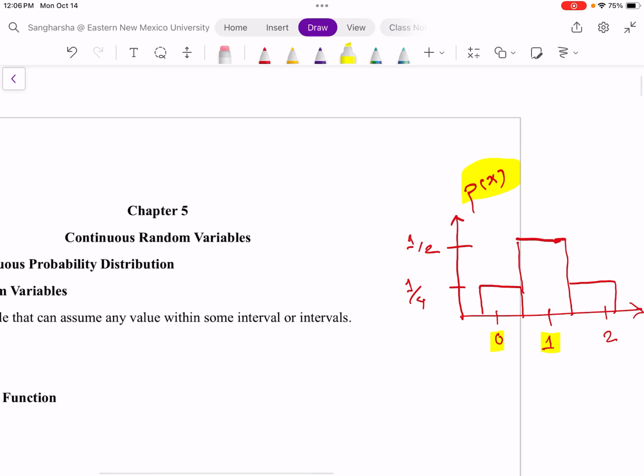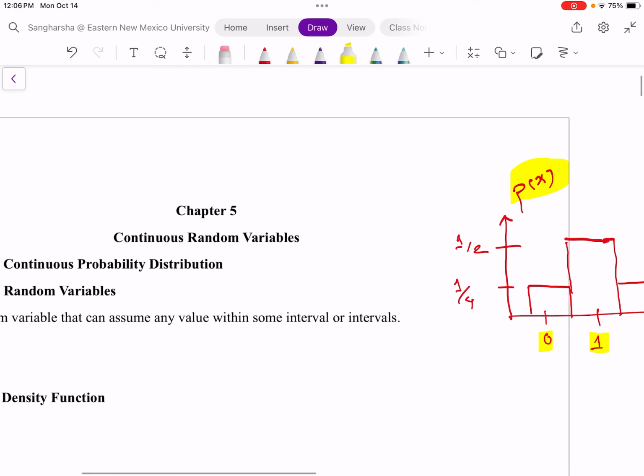Next, we also talked about the binomial random variable, right? To be a binomial random variable, we should have 4 different specific characteristics. That's what we had in chapter 4.